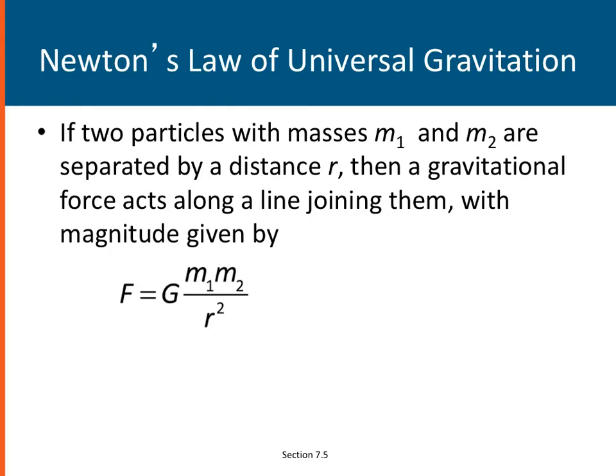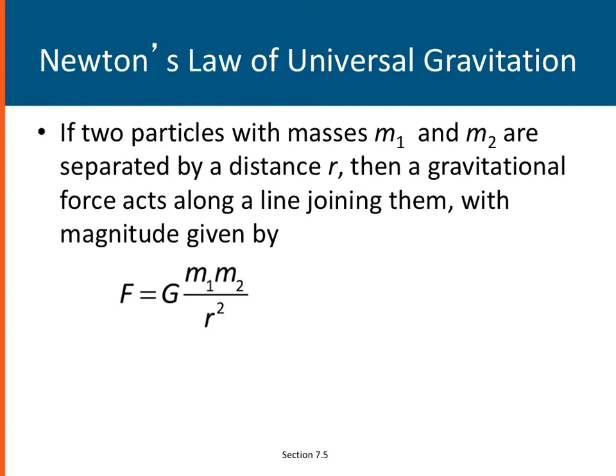So basically, if you have two particles with masses and they're separated by some distance r, we say that's the radius, then a gravitational force acts along a line joining them with a magnitude given by... So here's the formula. The force of gravity equals this constant G, and it has to be capital G so you don't mistake it with little g, which would be the acceleration of gravity. And then you multiply the two masses together and you divide by the distance between them squared.